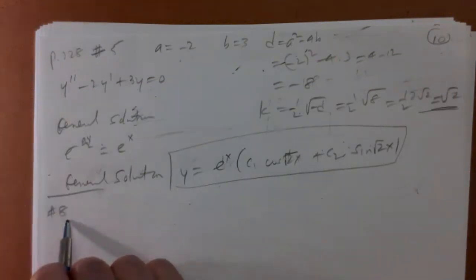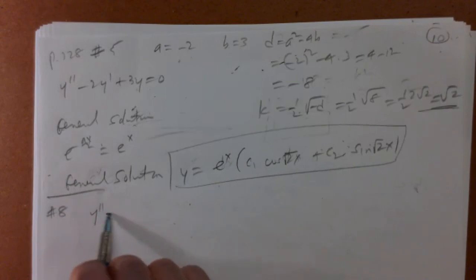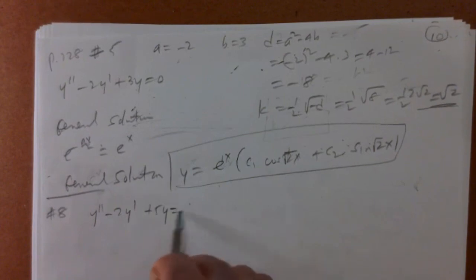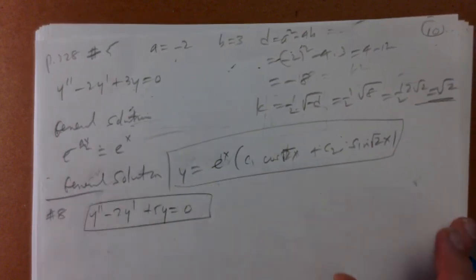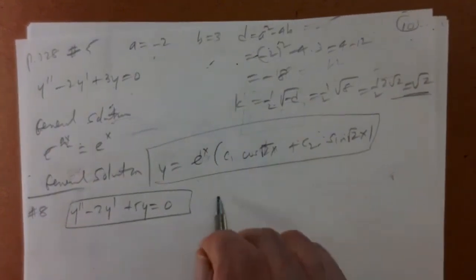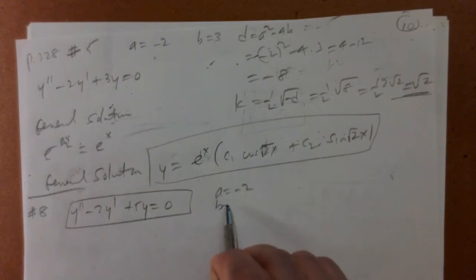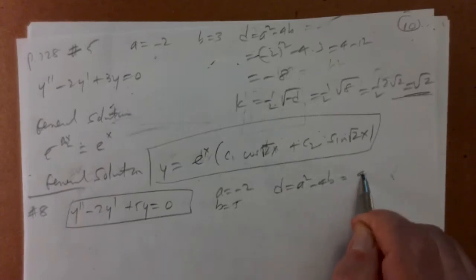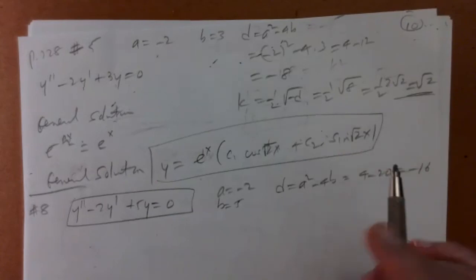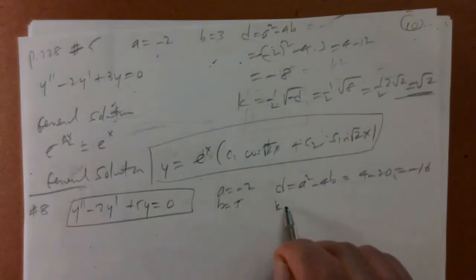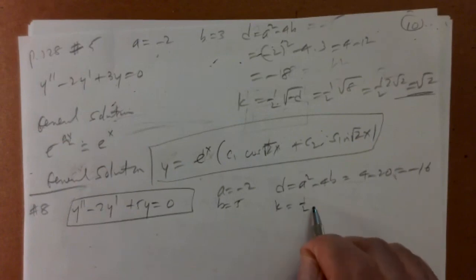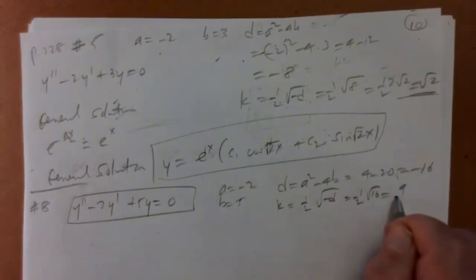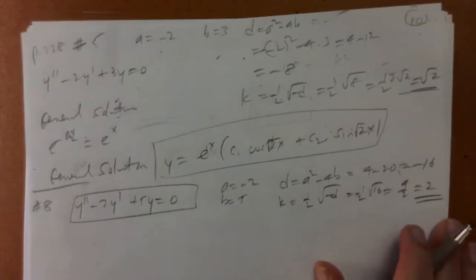Right. Thanks. So number 8 is y double prime minus 2y prime plus 5y equals 0. We want to find the general solution to this differential equation. So a is minus 2, b is 5. The discriminant, a squared minus 4b, is 4 minus 20, is minus 16. So k, which is 1/2 the square root of minus d, is 1/2 the square root of 16, which is 4 over 2, or plus 2.